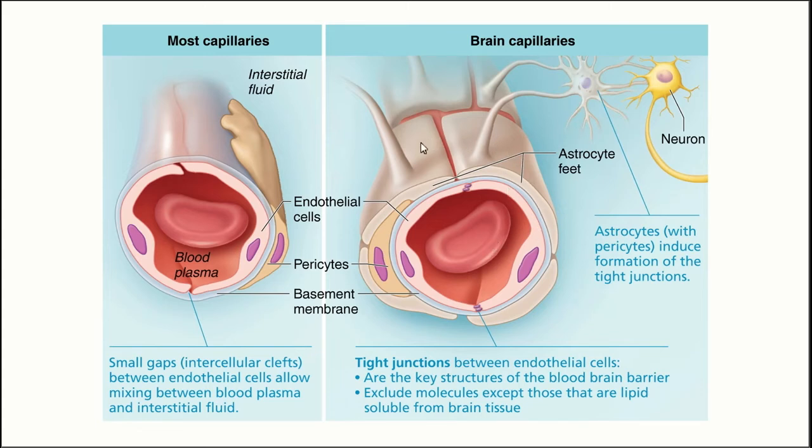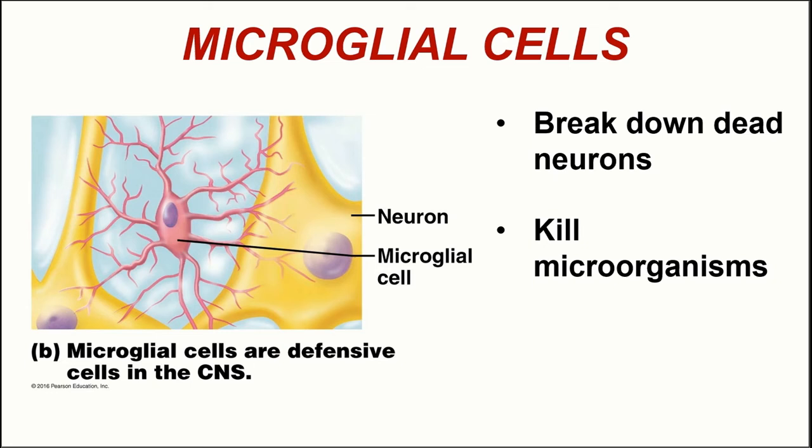So one of the things that astrocytes do is they stimulate the formation and maintenance of these tight junctions within the brain. So essentially these astrocytes are stimulating the capillaries to be less leaky than typical capillaries within the body. So that summarizes the functions of astrocytes. Let's move on to the microglial cells.